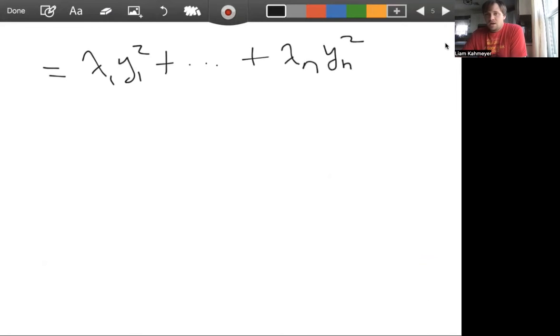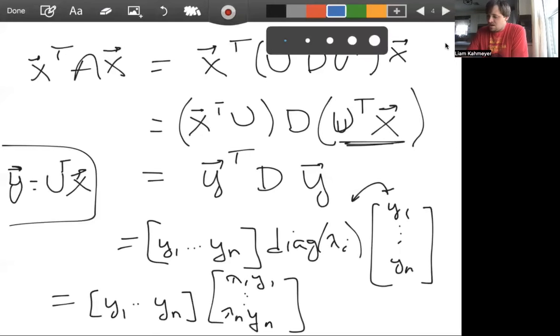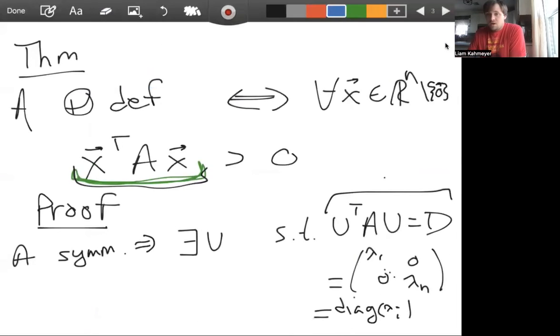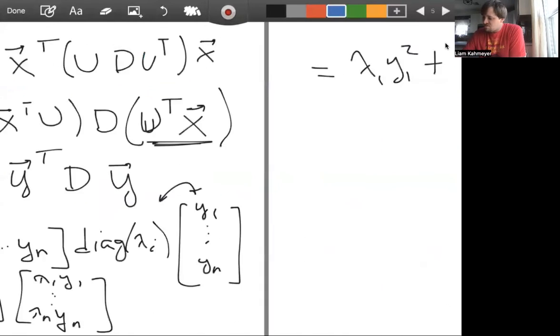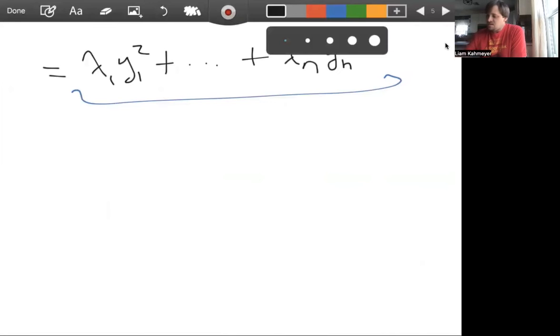Well, now we have a much more explicit understanding of this product. And if we're trying to prove or use as a hypothesis that this is positive, we need to have a better understanding of what that actually means. Hopefully we have that when we can write it out explicitly in terms of coordinates of some vector and the eigenvalues of the original matrix.